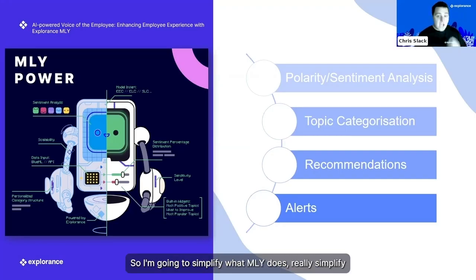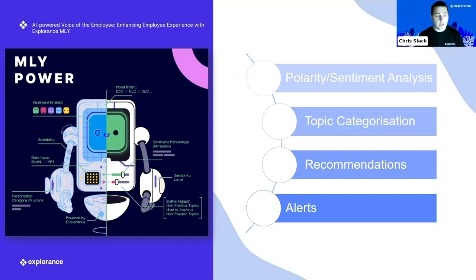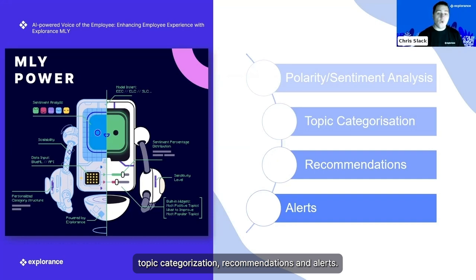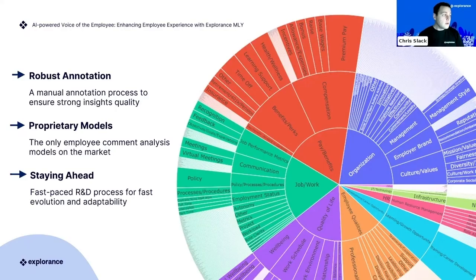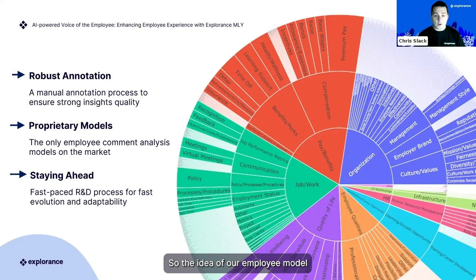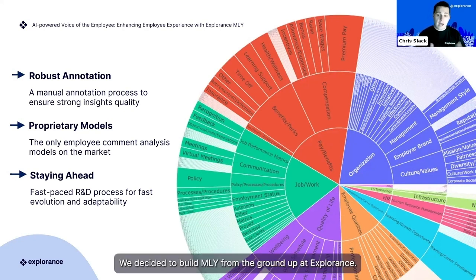So I'm going to simplify what MLY does, really simplify to just 4 main areas: polarity and sentiment analysis, topic categorization, recommendations, and alerts. So the idea of our employee model is that we have a robust annotation process. So this means it's controlled by our team of 60 people that work on MLY, including text annotators. We decided to build MLY from the ground up at Explorance because there was nothing out there that was deeply specialized in employee feedback analytics.